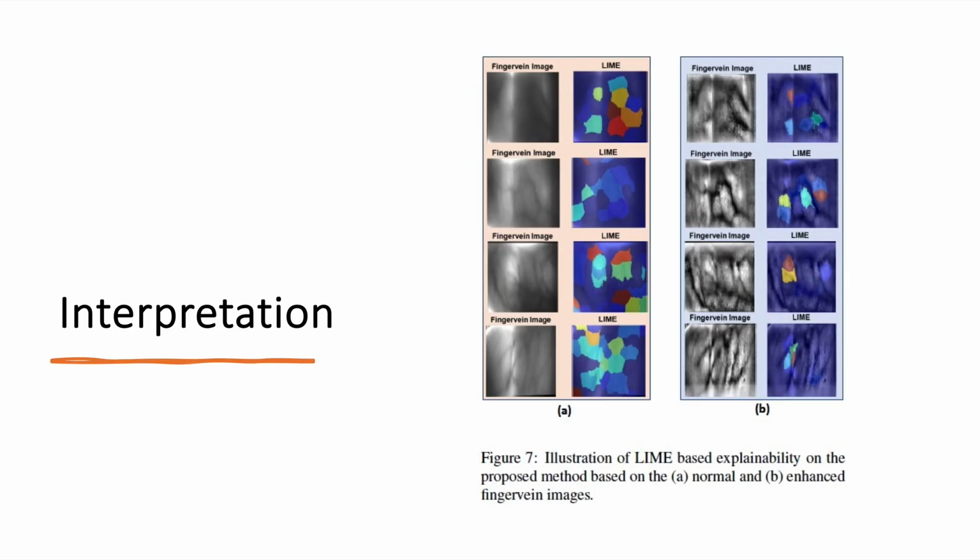Further, to understand the performance of the proposed method, we also interpret the results. To this end, we use LIME as an explainability technique for our proposed method. Here we can see that if you give the normal images, most of the selected regions are basically the texture as well as the vein-based regions. However, when we give the enhanced image, it is interesting to note that most of the regions selected by the proposed network are on the vein part.